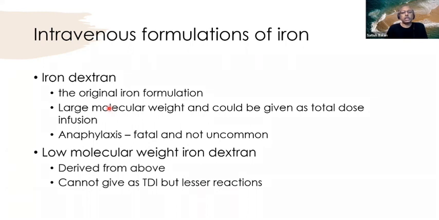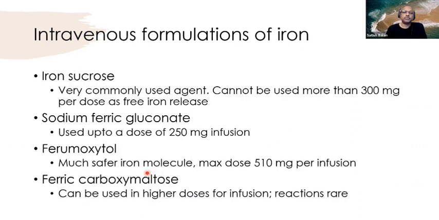But then came the low molecular weight iron dextran, which was there in the 1990s. It was derived from the above. It could not be given as a total dose infusion because, being a low molecular weight compound, there was significant risk of release of free iron. And as I told you, free iron is a very dangerous and toxic molecule. Therefore, you cannot give it as a total dose infusion, but you can give it as small boluses. The reactions were much less with low molecular weight iron dextran compared to high molecular weight iron dextran, but they were still present. Serious anaphylaxis was still an issue.